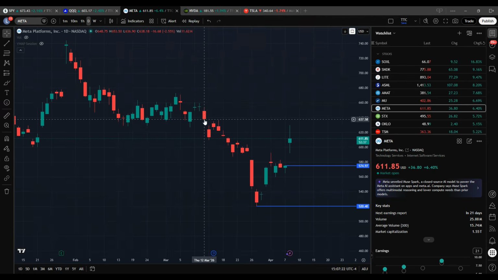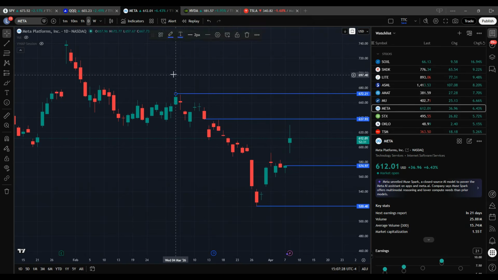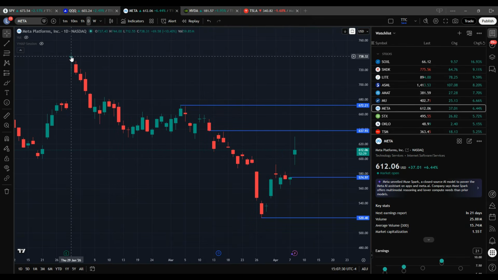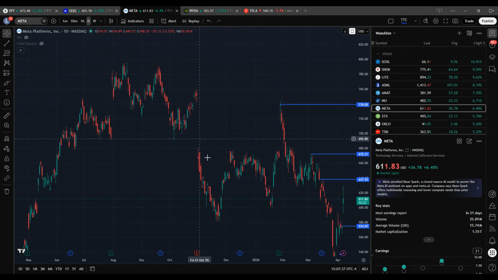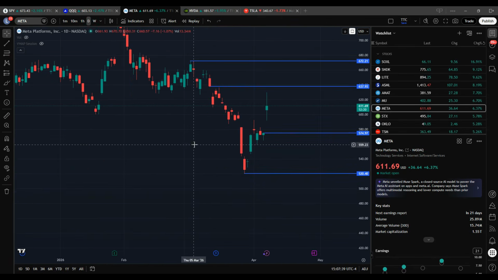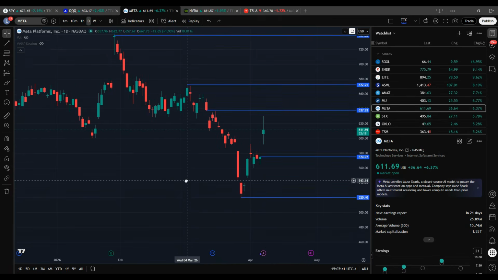So key levels of resistance on Meta. First one, nice gap fill here around 638. Pivot high here around 672. And then one more here around 739, nice gap fill. Heading towards all-time highs up here at 796. So this is what I'm watching here on Meta.